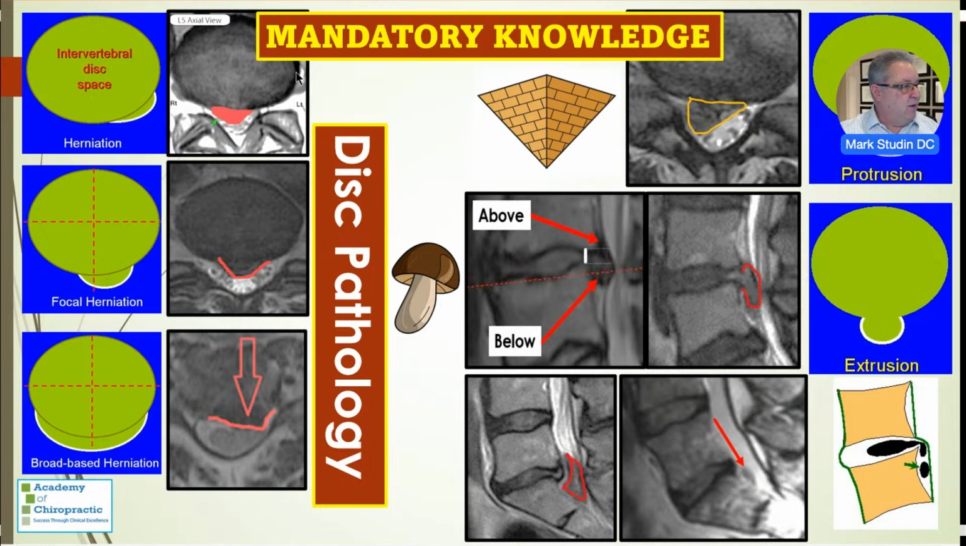This is just a normal disc, and we're going to dig into this. This is a focal herniation, a broad base herniation. Then we've got a protrusion and an extrusion and a fragmentation, which are all extrusions, by the way. And the extrusion and fragmentation, whether it's connected or not, that's an extrusion also. We're going to go into all of those things in intimate detail.